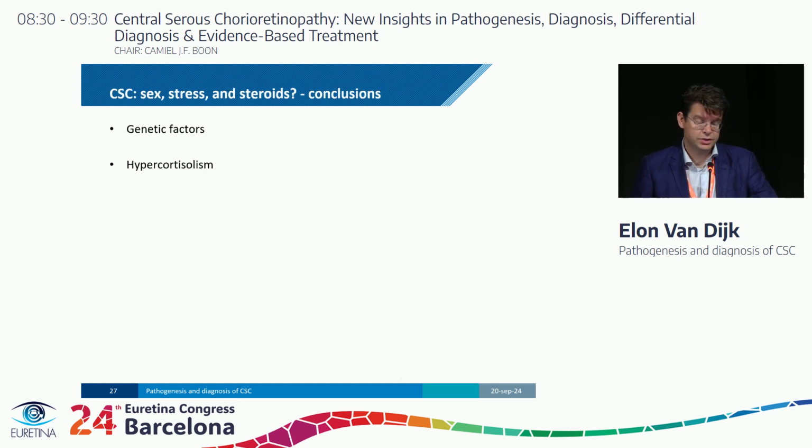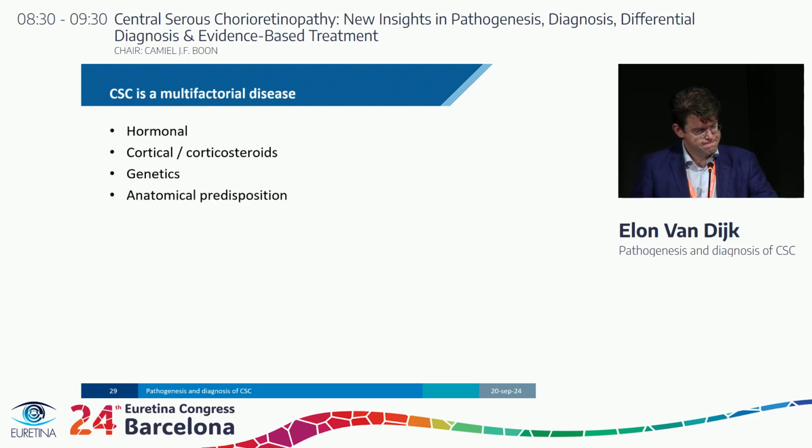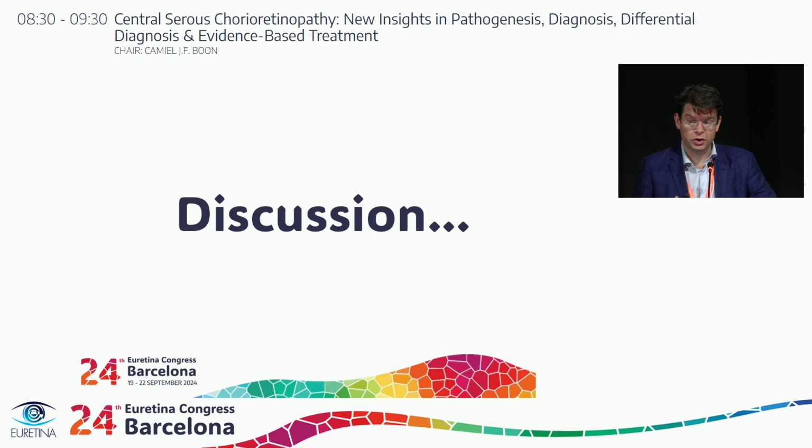So we know that CSC is associated with genetic risk factors, although they're not very strong and we don't know how they exactly work. And also there is some evidence of hypercortisolism, but this is very mild, so we don't exactly know what to do with that. CSC is a multifactorial disease. There may be hormonal factors. Men are affected much more often than women, so there must be a hormonal factor. Cortisol is important, genetic factors and anatomical predisposition, and I'm going to talk more about that in my talk at the end. Thank you very much.